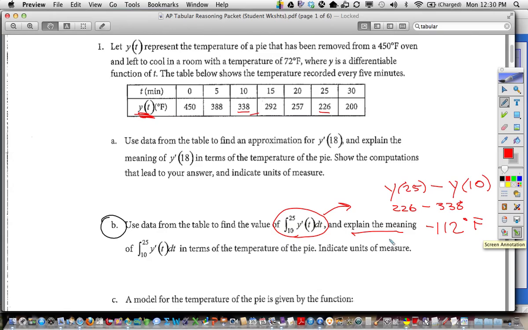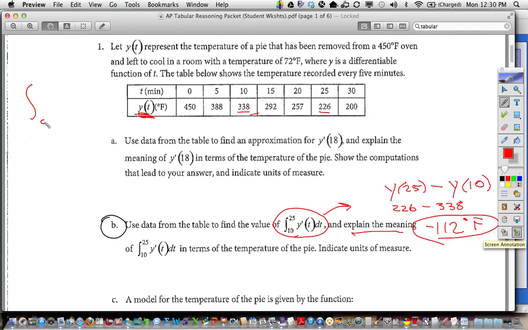During those 15 minutes after it had been taken out, starting 10 minutes after it had been taken out, up to 25 minutes after it had been taken out, that's how much the temperature of the pie went down, right? I mean, you need all that in there. You need to mention the 10 and the 25, and you need to mention this change in temperature. It's the total change, or the net change. In this case, the net change in temperature. In this case, net and total are the same.